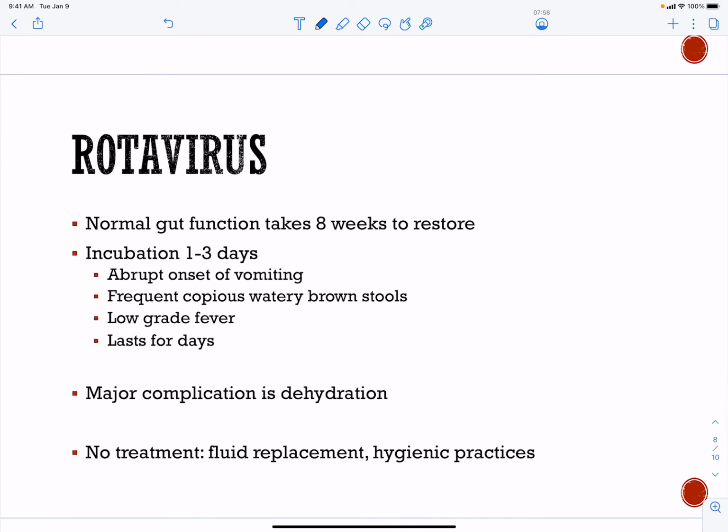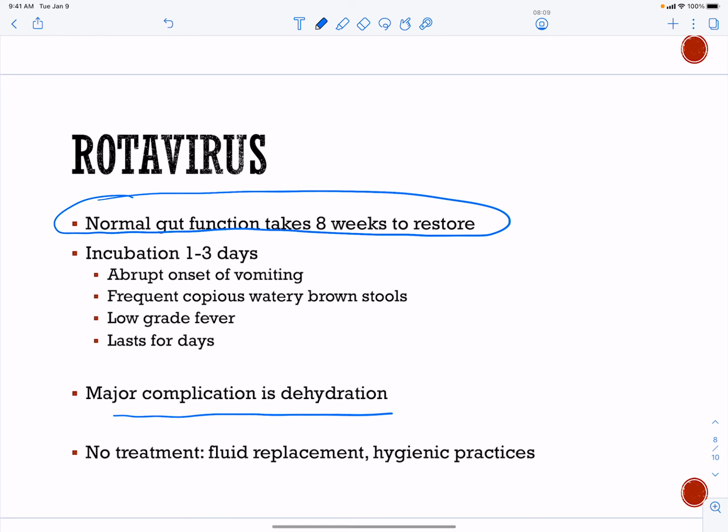So what's important about this is because of the wiping out of your ciliated cells, the normal function of your gut usually takes about 8 weeks to restore. The major complication with this is dehydration, and so fluid treatment as well as increasing hygiene are important.